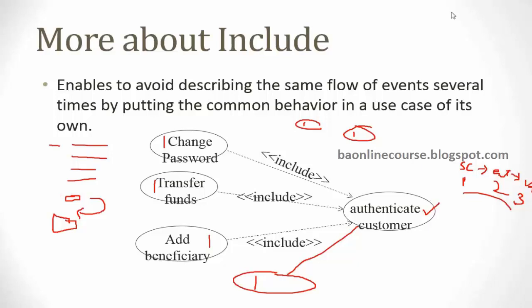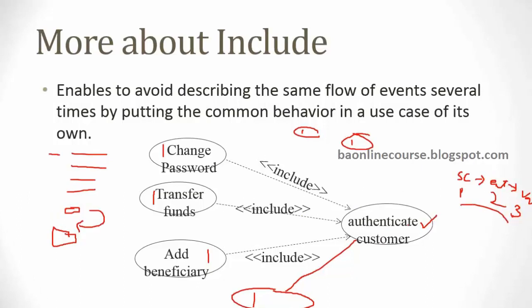Say this authenticate customer use case has 3 requirements, like 3 steps, and change password uses these 3 steps, but transfer funds uses only 2 steps. Then how do we mention what has to be included and what has to be excluded? Only where the functionality includes all these 3 steps can you pull it out. So ideally, you'll pull out common functionality.